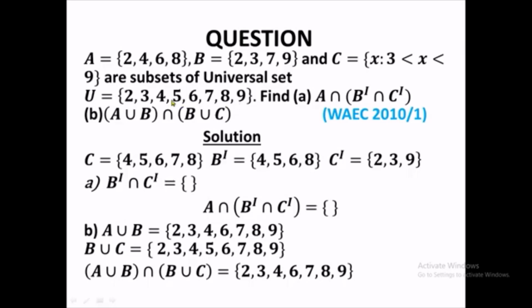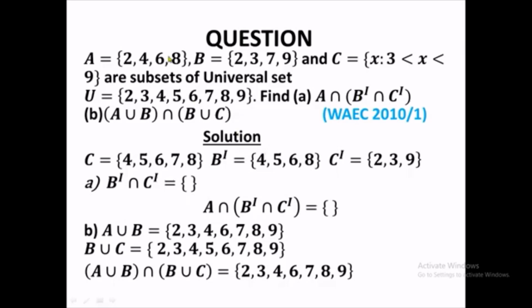So that means the elements in set C are 4, 5, 6, 7, and 8. They are greater than 3 but less than 9, and that is the element in set C. So to solve this question, we need B complement.